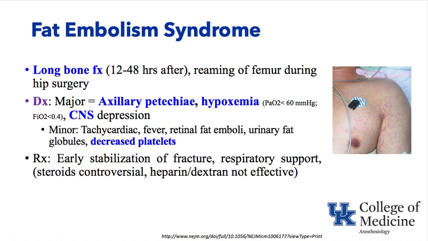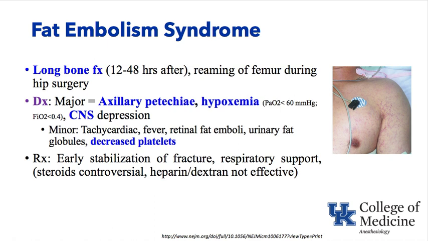Fat embolism can occur during reaming of a femur, during hip surgery. And in the case of a long bone fracture, some of the criteria for fat embolization syndrome include these axillary petechiae, and those are shown in the picture on the far right. Blockage of capillaries with these fat globules. The lung can be involved with hypoxemia ensuing, PaO2 less than 60 on an FiO2 of greater than 40. CNS depression, the brain can actually get some of those fat emboli.